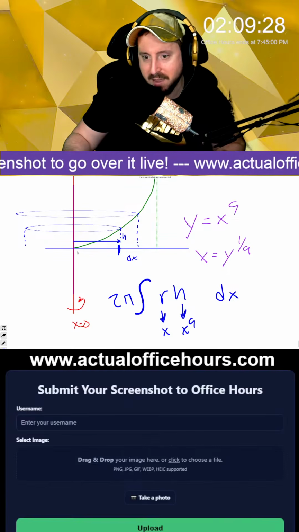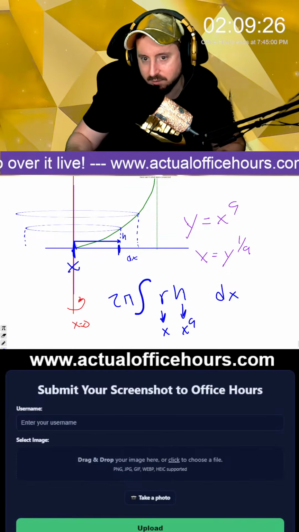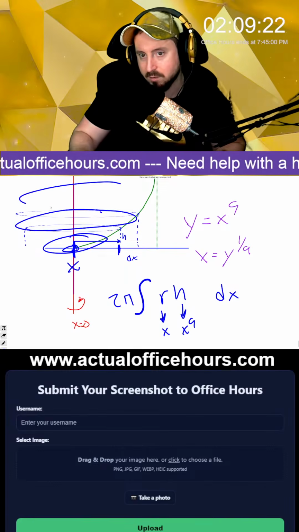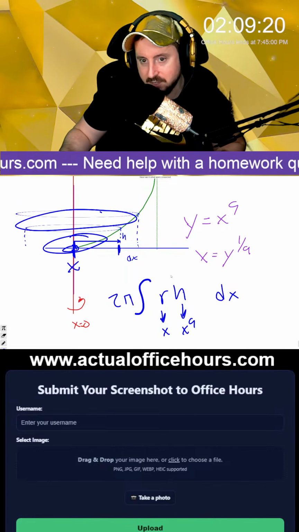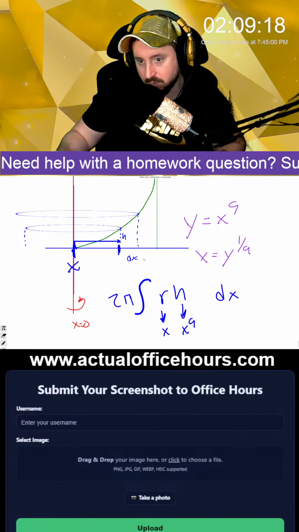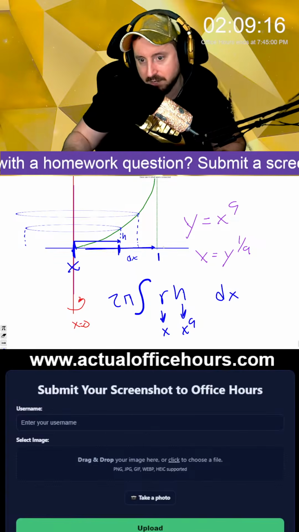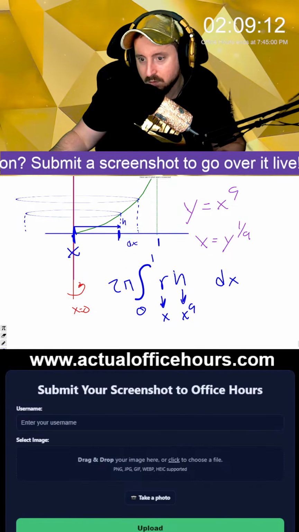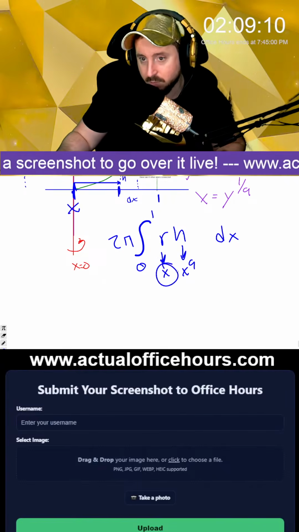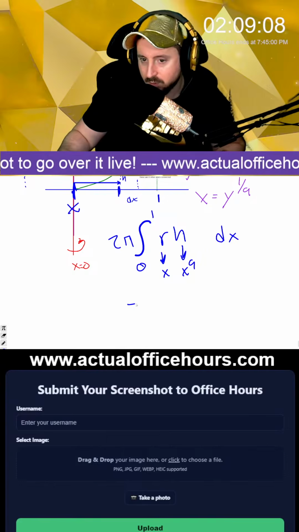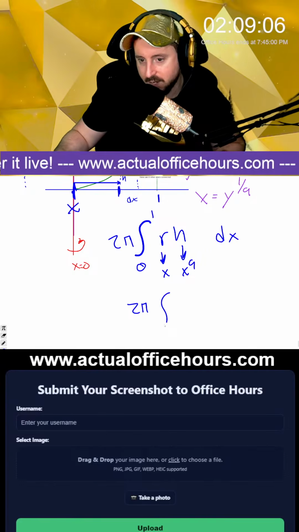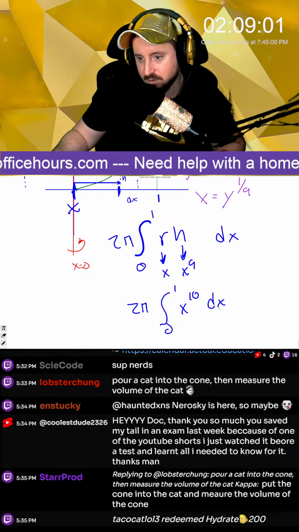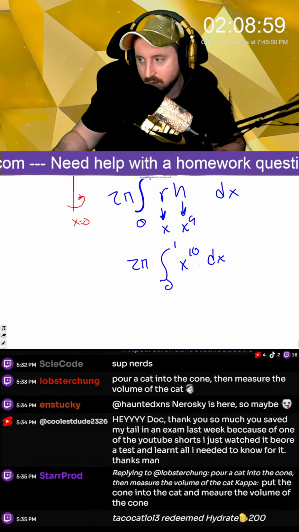And then my bounds: as I make bigger and bigger cylinders, the radius needs to go out from 0 to 1, because this is the maximum radius it can have. That looks like a product. So watch, yeah, it is, but do you see how they both have x in them? So this is 2 pi integral from 0 to 1 of x to the 10th dx, right?